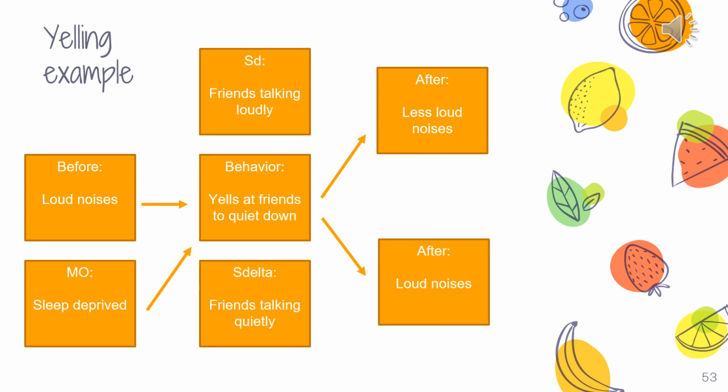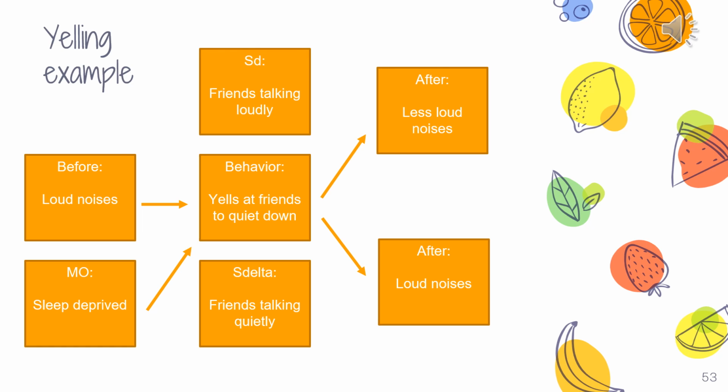Here we can see the full contingency for the yelling example. Ian hears loud noises. So in the presence of his friends talking loudly, he yells at his friends to quiet down, and he hears less loud noises. However, in the presence of his friends talking quietly, yelling at his friends to quiet down is extinguished because the loud noises do not decrease.